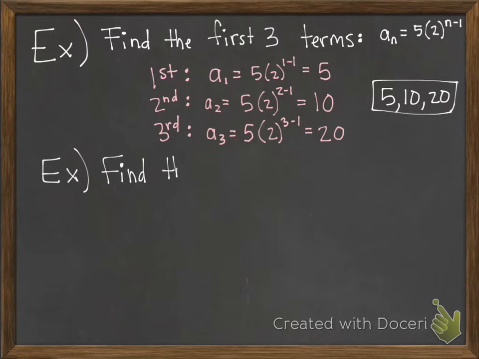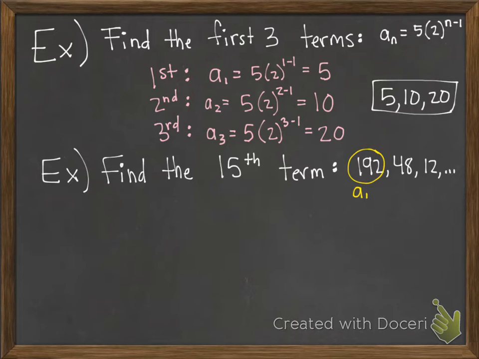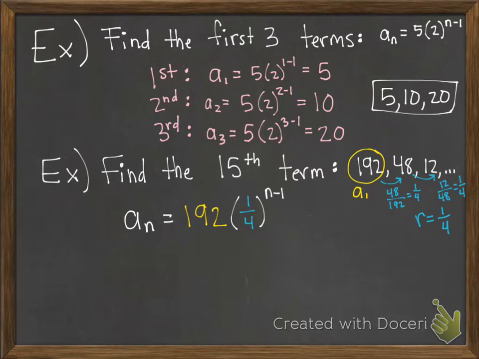I can find any specific term that I want to. So if I wanted to find the 15th term, and I had 192, 48, and 12 as the first 3 terms, I would first write the formula by identifying the first term and the common ratio. Since this sequence starts with 192 and divides by 4 each time, our formula is going to be that an equals 192 times 1/4 to the power of n minus 1.